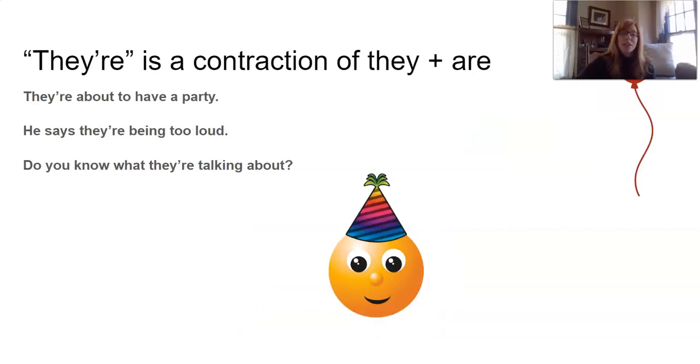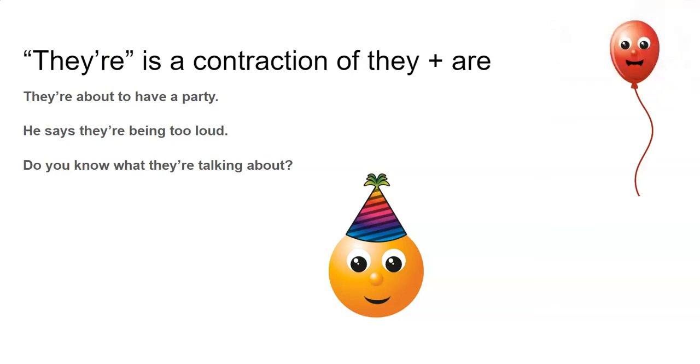And then the next one is they're. It's a contraction of they are. They're about to have a party. They are about to have a party. So if you can say the two words they are, then you know that it's they're with an apostrophe R-E. He says they're being too loud. He says they are being too loud. Do you know what they're talking about? Do you know what they are talking about?